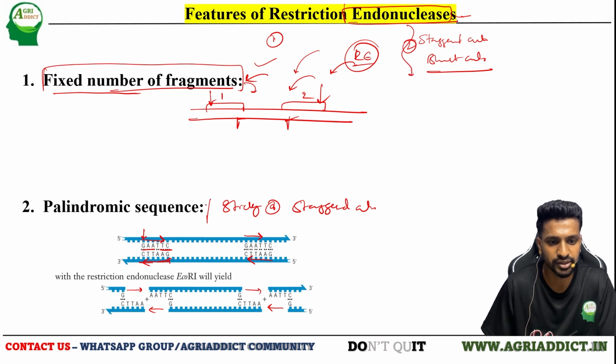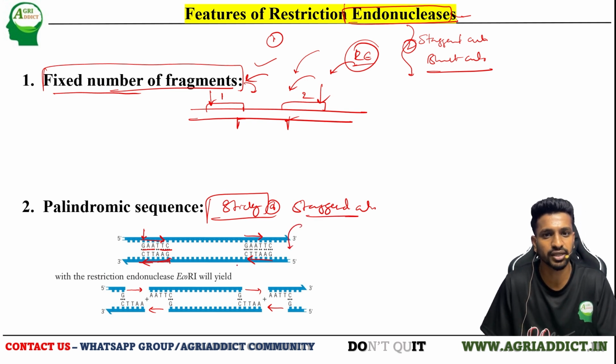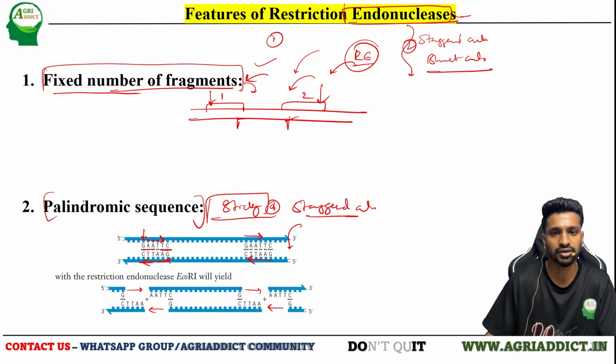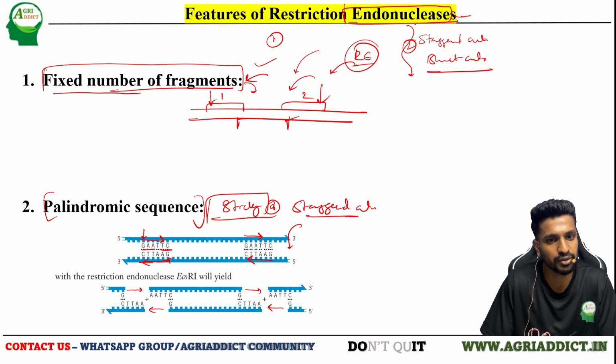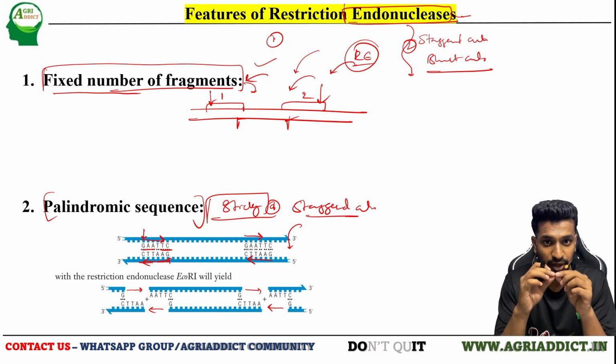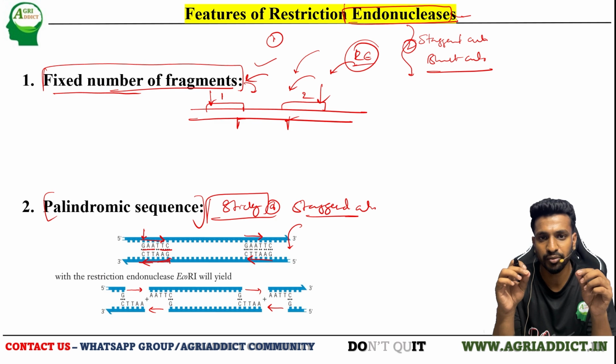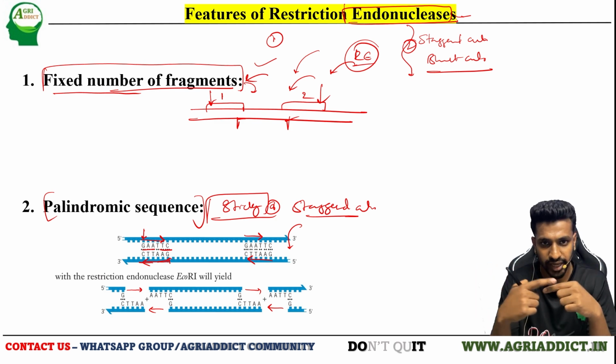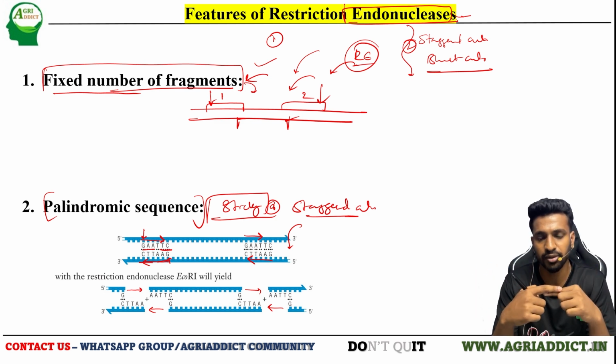Here I use the term sticky or staggered ends because the diagram shows the formation of sticky or staggered ends. But the palindromic sequence is a general feature of the restriction endonucleases. That means the unique restriction sites that the enzymes recognize will be palindromic in nature. That means in both the directions they are read as the same nucleotides.